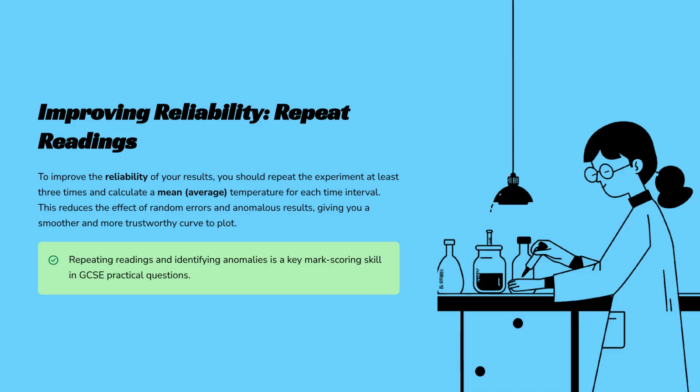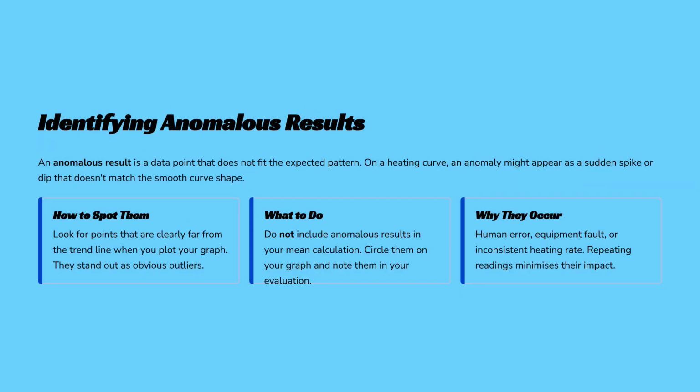To boost reliability, always repeat your experiment at least 3 times. Calculating a mean average temperature for each interval minimizes the impact of random errors. Anomalous results are outliers that don't fit the expected trend. Identify them, circle them, and exclude them from your mean calculation to ensure your final graph is accurate.